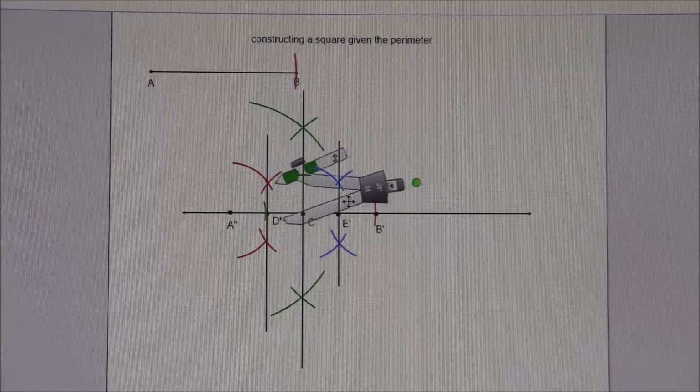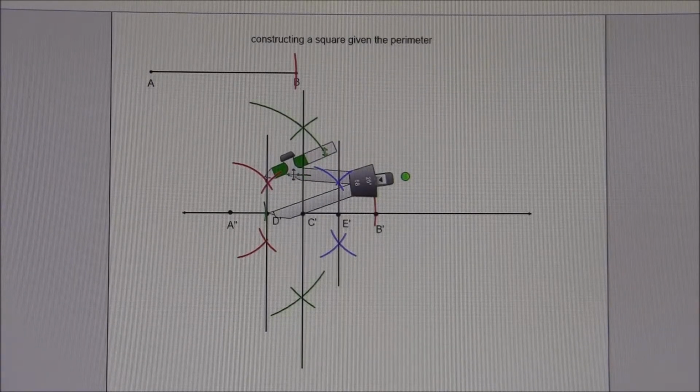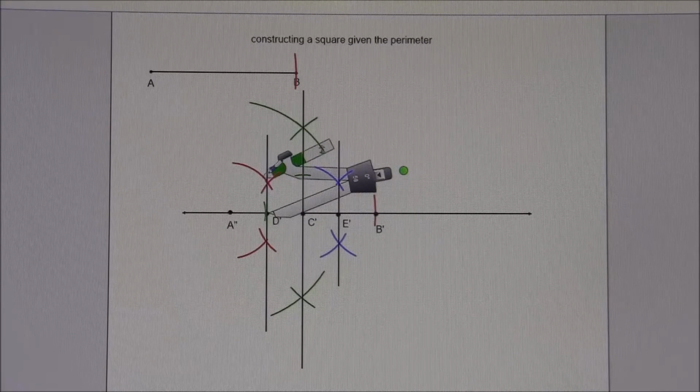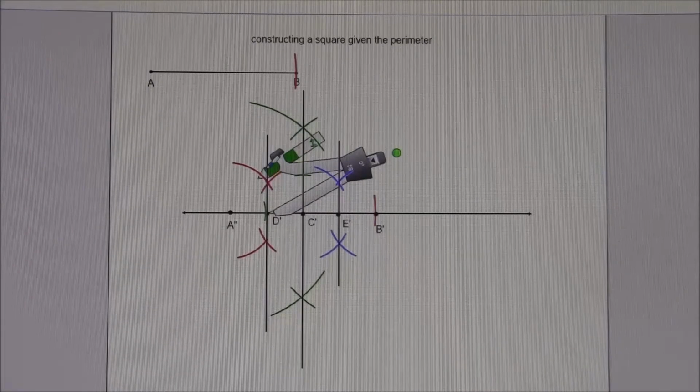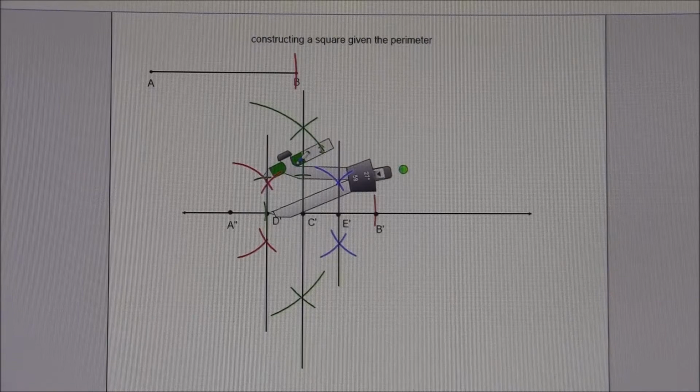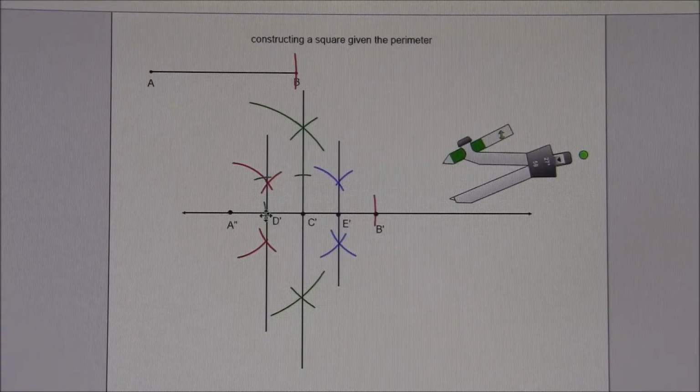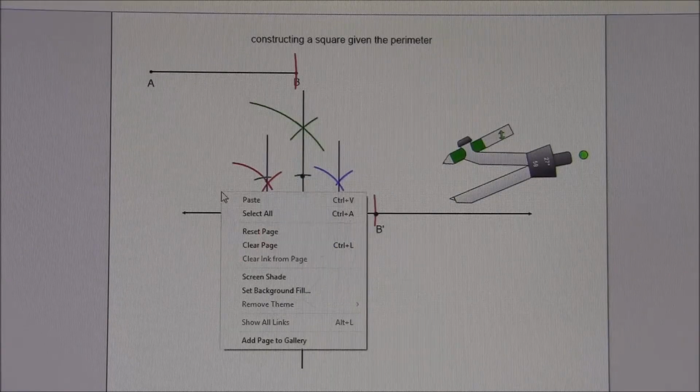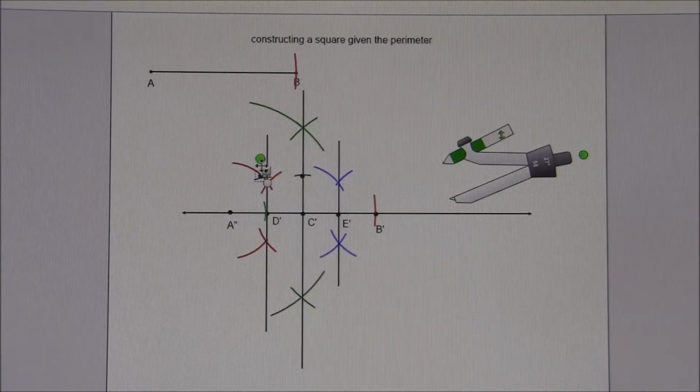And do the same thing from D prime. So you see D prime, C prime, and now you see C prime to this point right here, and to this point right there, and here. Let me mark those points. See it? Right there, and right there. I'm on what, F and G?